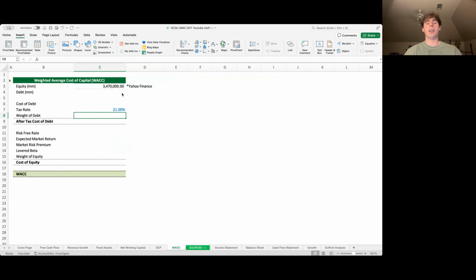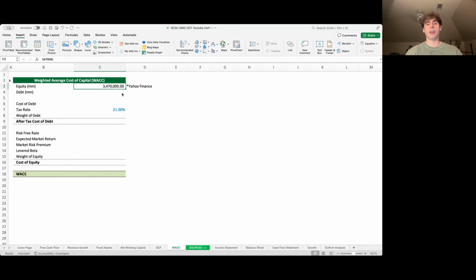Step 3 is calculate a weighted average cost of capital. Before we get started, the formula to calculate WACC is the weight of debt times the after-tax cost of debt plus the weight of equity times the cost of equity. We're first going to be filling in the company's capital structure up at the top. Capital structure is the way the company is financed, so financed through equity and debt.